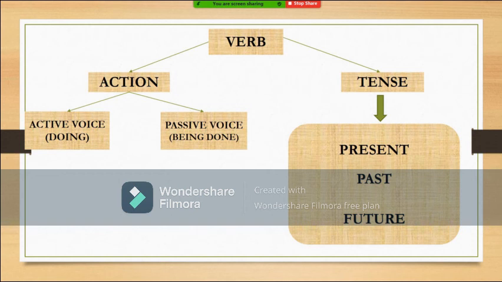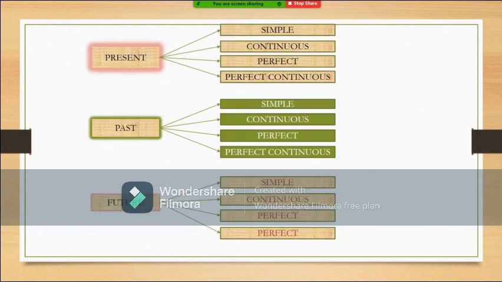For example, present, if we take, there are four subdivisions. In the past also there are four subdivisions. In future also there are four subdivisions. Totally we have 12 tenses. For example, if you take present, there will be simple present, or we can say present simple. And in due course, we would forget to say simple. We would just simply say present. Simple present, present continuous, present perfect, present perfect continuous. Totally we have four tenses in present.